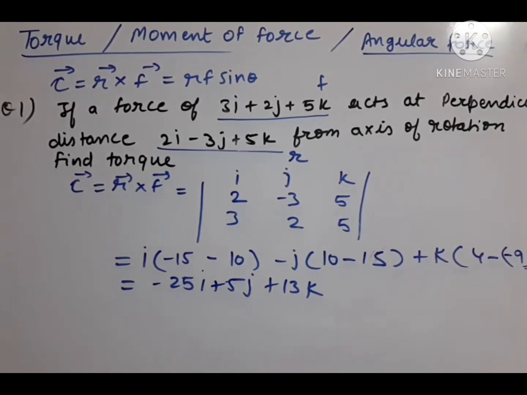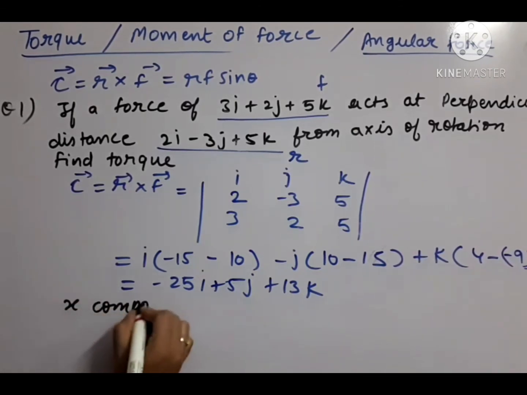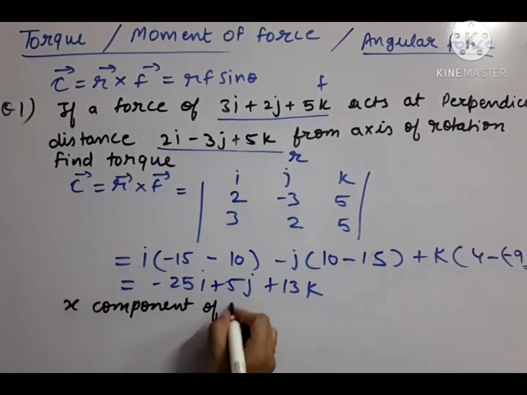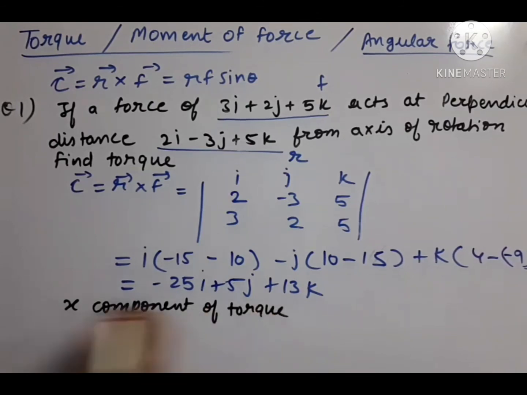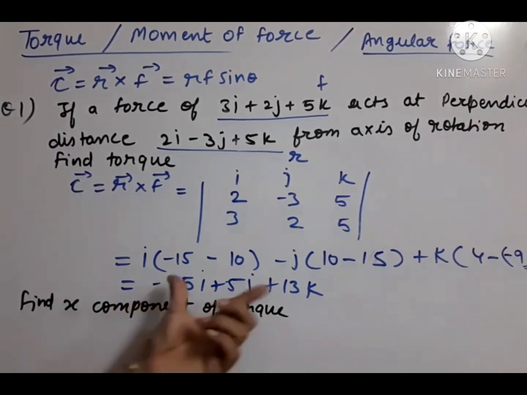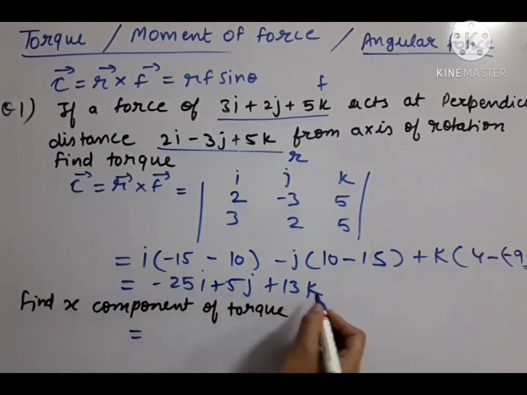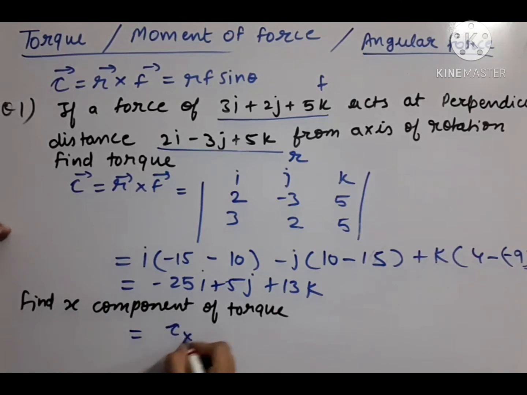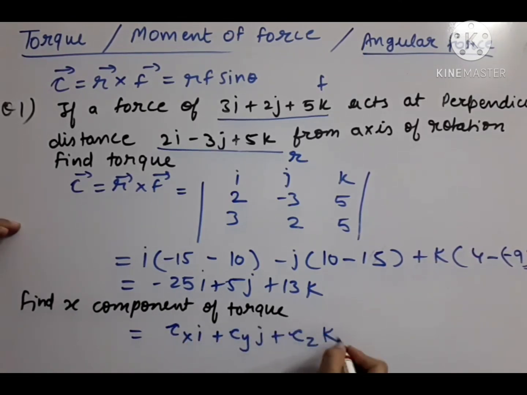Suppose the question does not ask to find the torque. Suppose the question asks to find the x component of torque. Okay, suppose this is the question: find the x component of torque. Then what? You can see, whatever answer has come is actually torque x i plus torque y j plus torque z k.